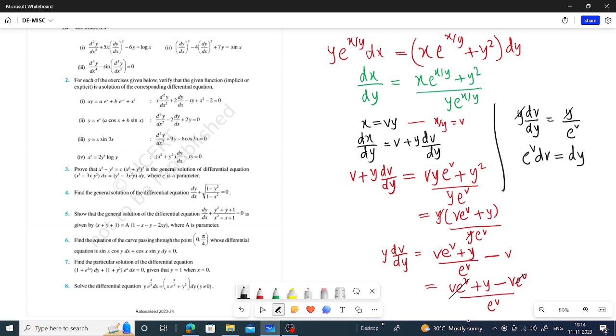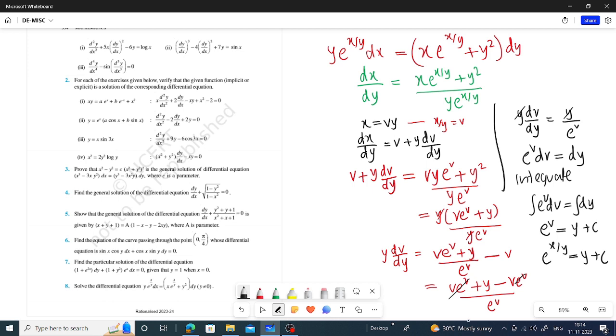Now this is in the variable separable form. We integrate, integral e raised to v dv equal to integral dy. E raised to v dv is e raised to v, dy is y plus c. E raised to v is x by y. E raised to x by y is equal to y plus c is the solution.